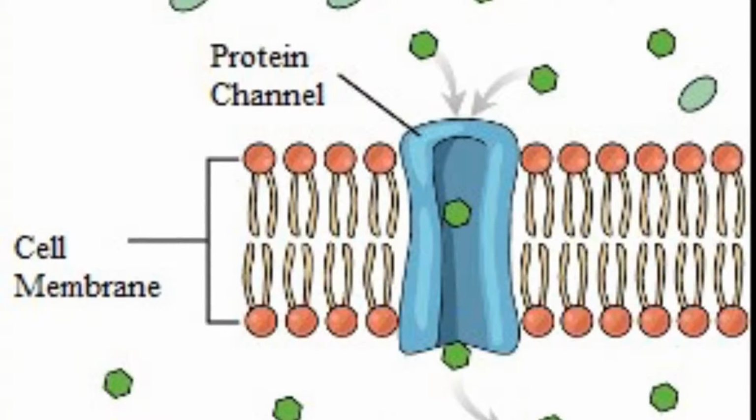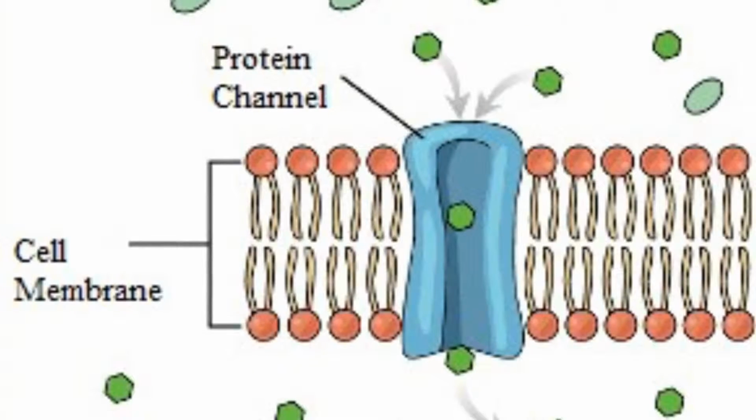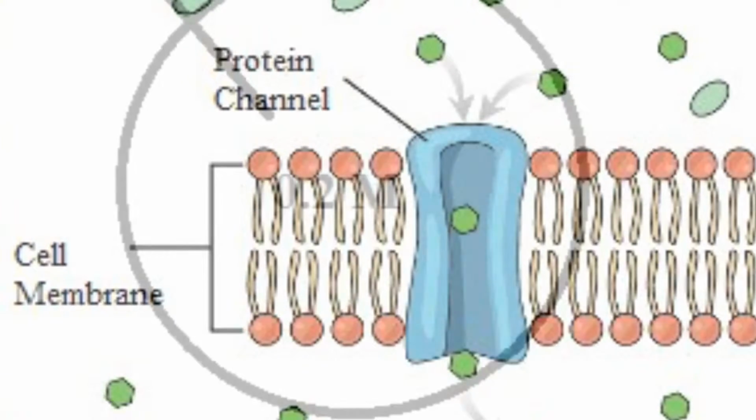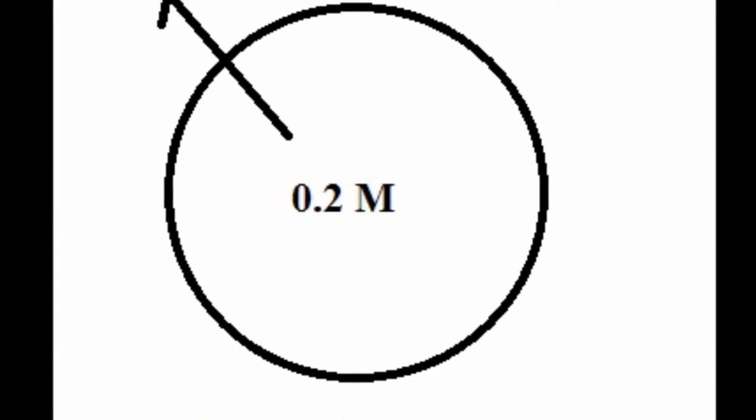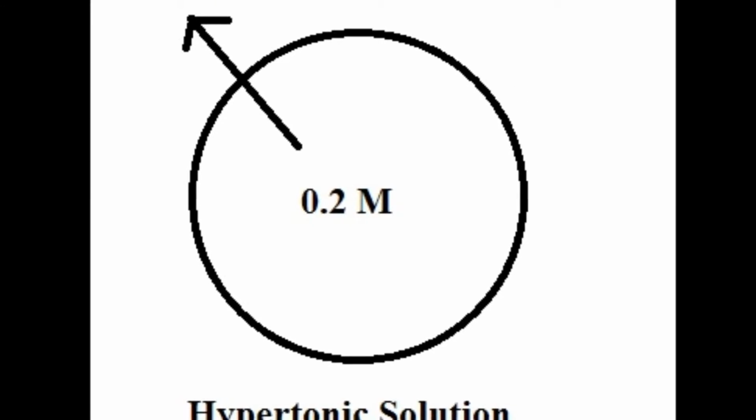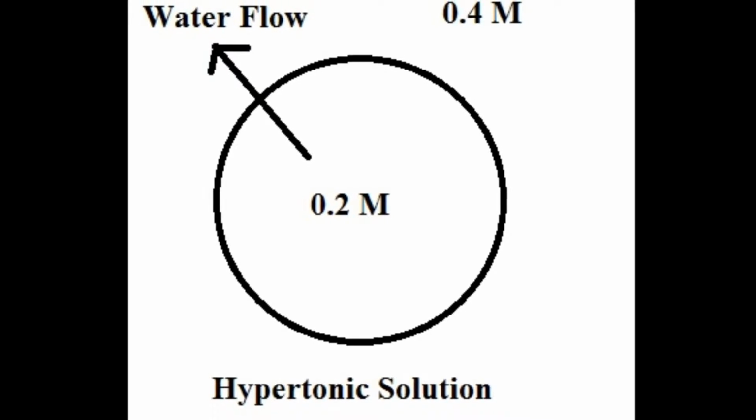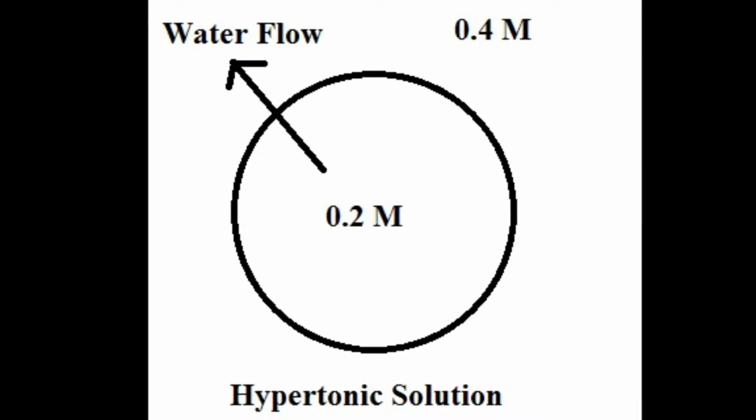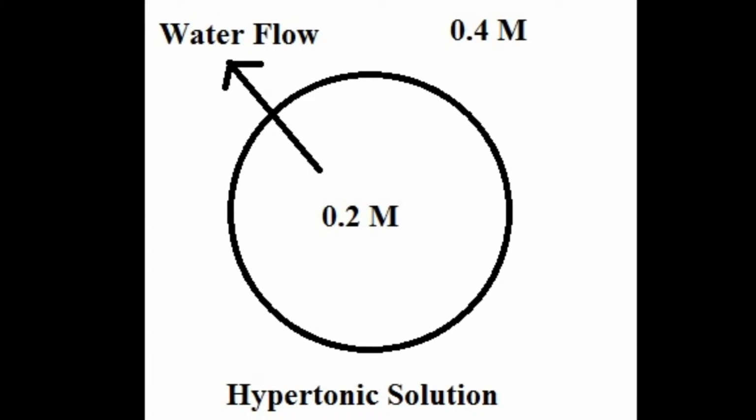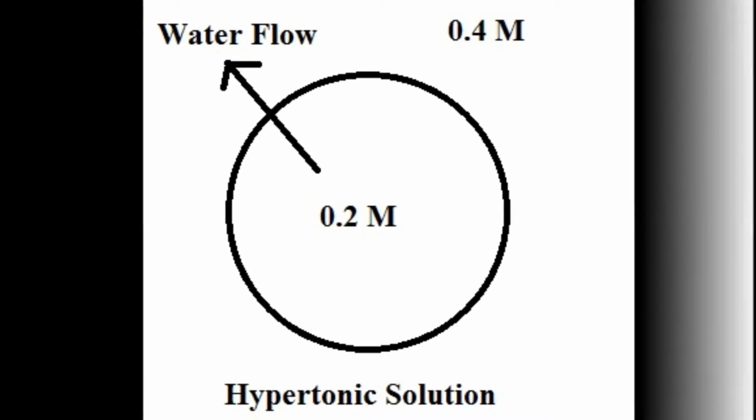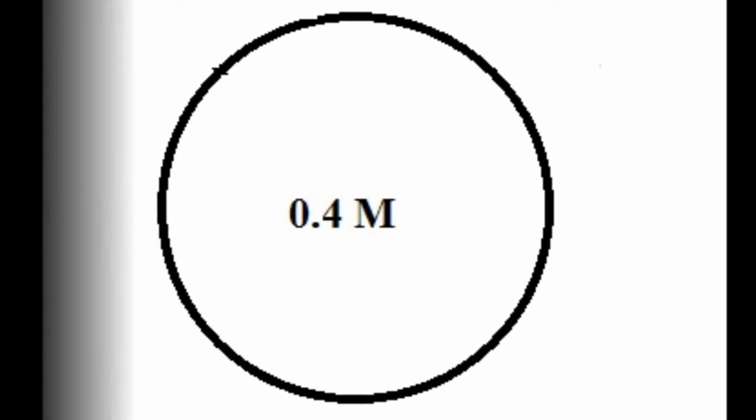on the two sides. For example, say you have a cell whose cytosol has a 0.2 molar salt content, and that cell is immersed in a beaker that contains a 0.4 molar salt content. The salt concentration outside the cell is higher, so relatively speaking, there is more water in the cell than out, so the water flows out of the cell. The beaker solution is called a hypertonic solution.